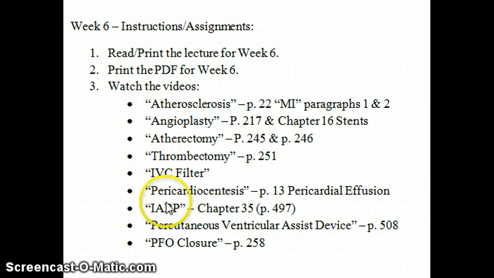We'll talk about all of these things again, because we still need to talk about why we do these things, and sometimes there are reasons why you shouldn't do these procedures. Anyway, we'll talk about all that, but for now, watch all of these videos and refer to these pages if needed.